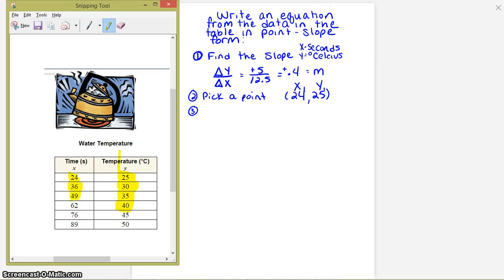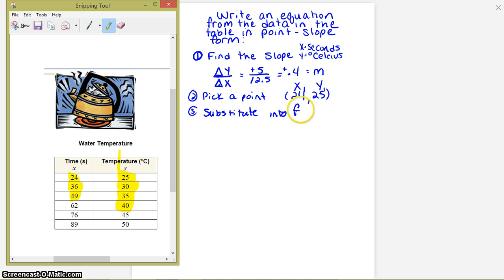And that leads us to the third part, which is to substitute into our formula for point slope. Why did that not write? Substitute. Oh, I'm still using the eraser. Hold on, I'm back. Here we go. Substitute in to the formula.